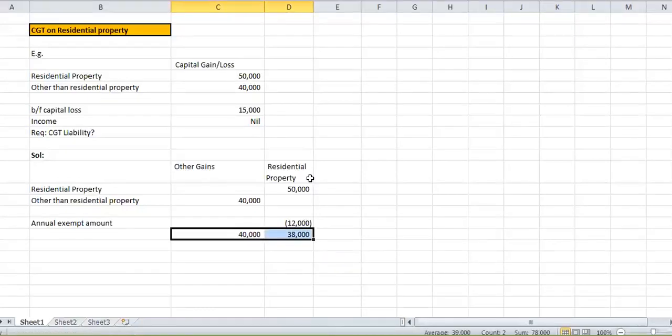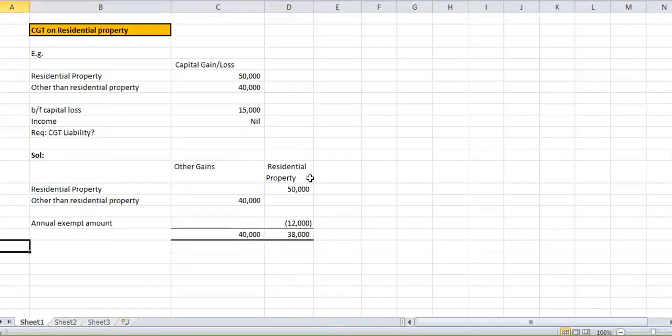That's it. So these are taxable gains. Now, can you please tell me the amount of the unused basic rate band? Because this individual does not have any income. So if the income is zero, obviously 100% of the basic rate band is unused.